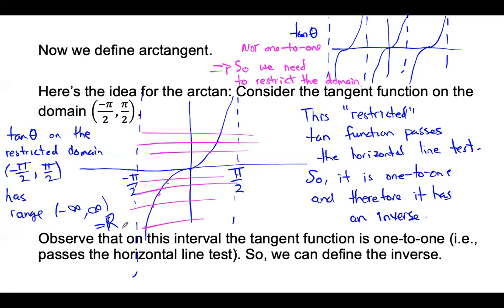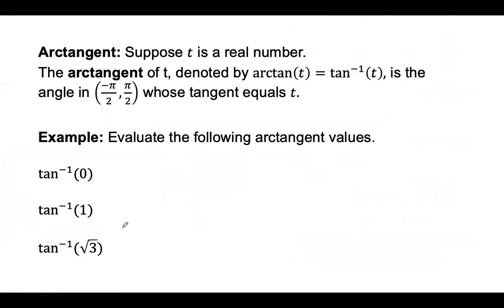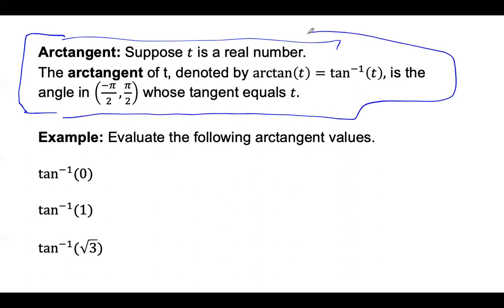We can see that clearly from just drawing the graph. So this is what we're saying here essentially. Suppose t is any real number. The arctangent of t, denoted by arctan of t or tan inverse t, is the angle in negative pi divided by 2 to pi divided by 2 whose tan equals t. So let's evaluate the following arctangent values.